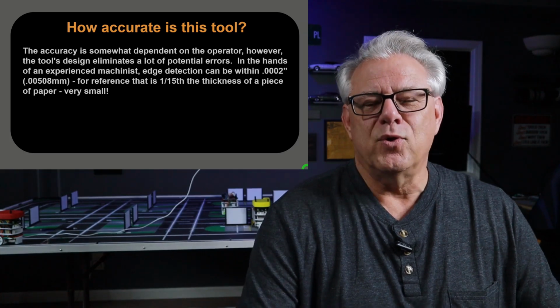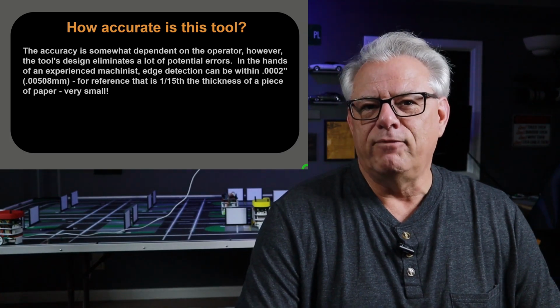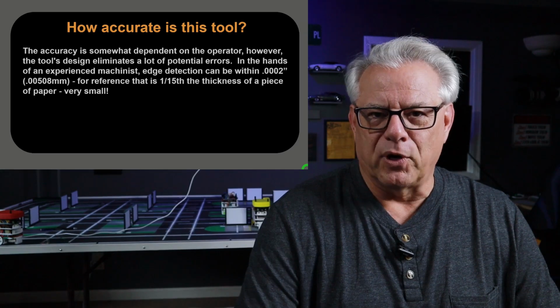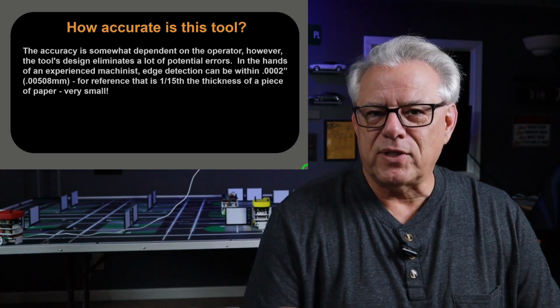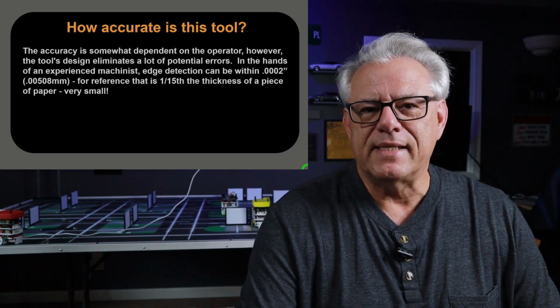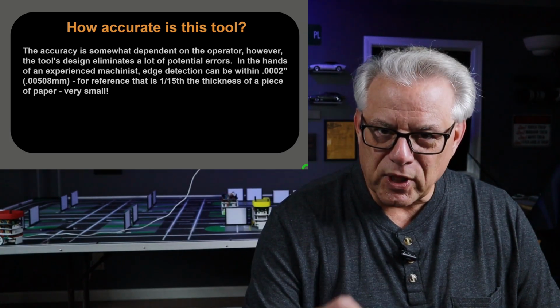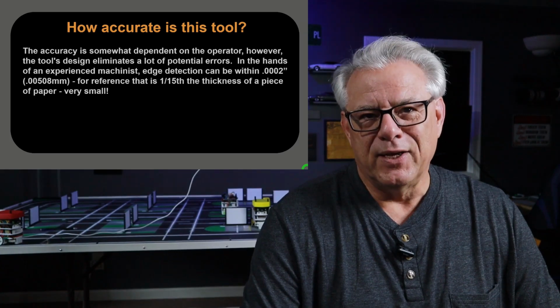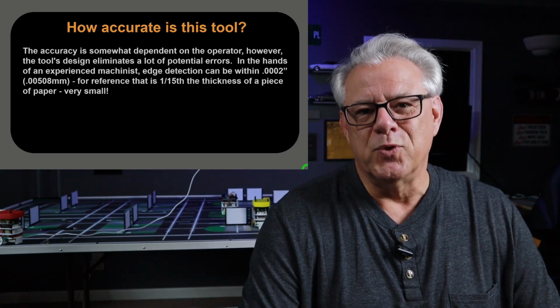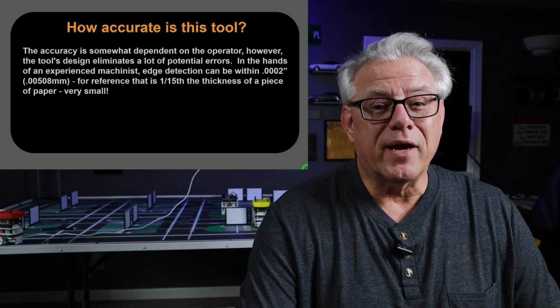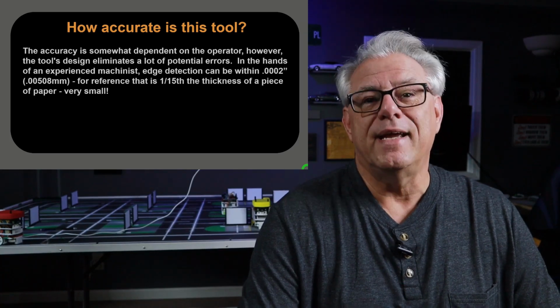So that you can get a perspective on that, if you take a sheet of paper and you slice that paper 15 times, the thickness of each slice of it at that point is 0.0002 inches. So we're talking about a very tiny amount.